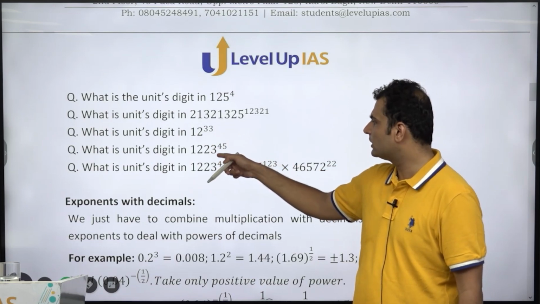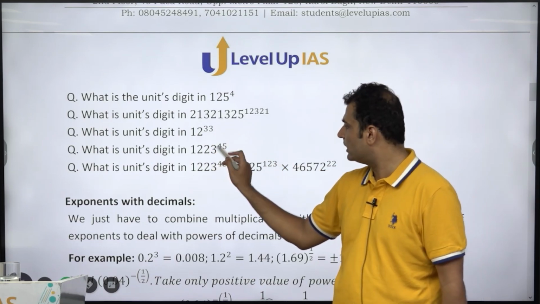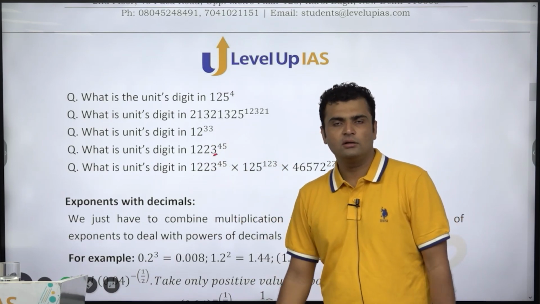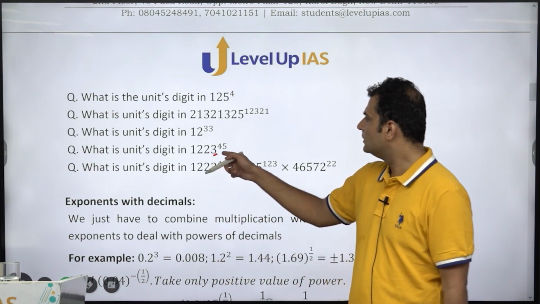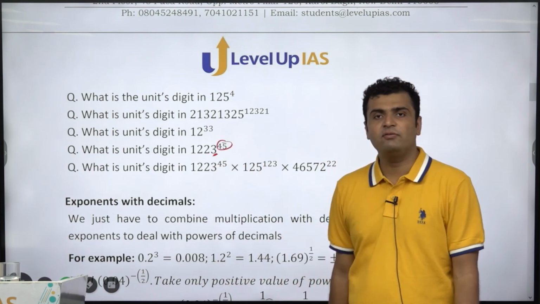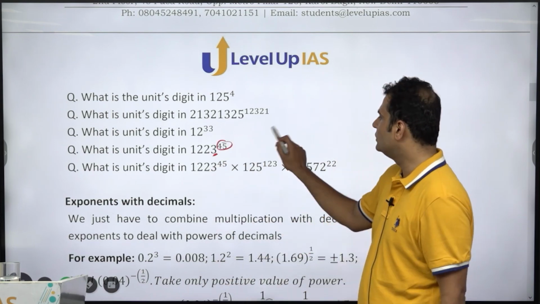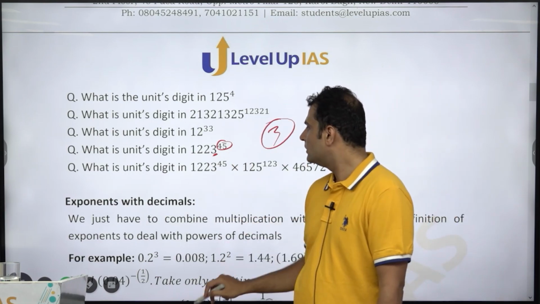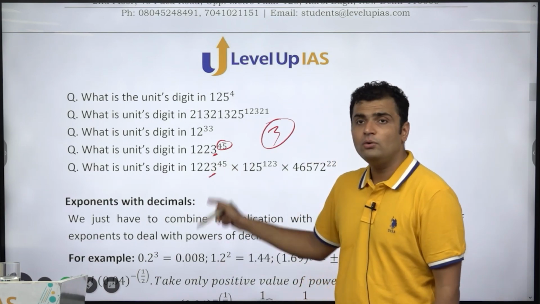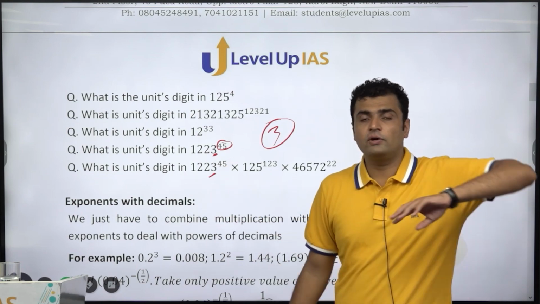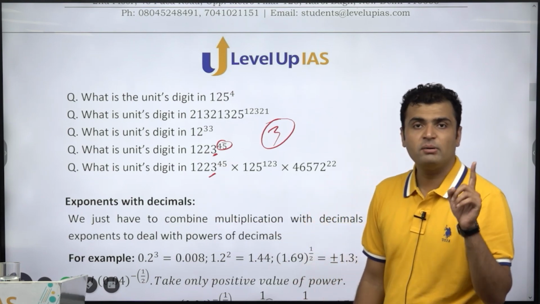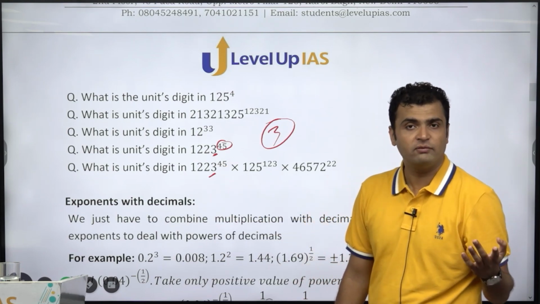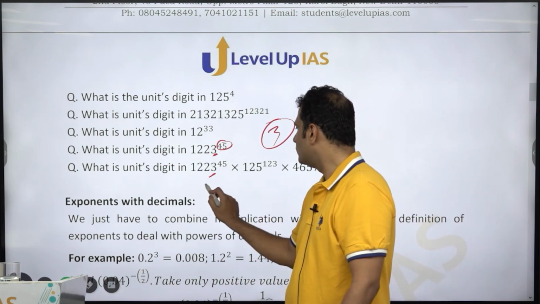Twelve raised to 33 हमने कर लिया. This 1223 raised to 45. Again, only 3 will matter as far as units place is concerned. So and 45 you divide by 4, remainder 1. So units place is 3. That is all. Let us solve this. 3 raised to 45. 45 remainder when we divide by 4 is 1 because 44 is divisible by 4. Remainder 1. So units place is 3.